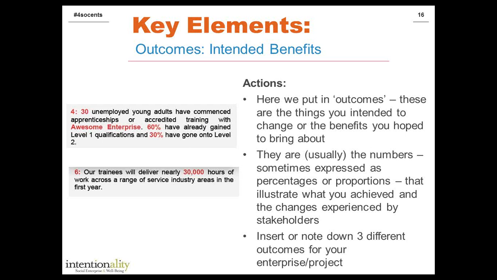So thinking about our fictional awesome enterprise in its field of mentoring and training to tackle unemployment, then they've described in the fourth point an outcome that 30 unemployed young adults have commenced apprenticeships or accredited training, and 60% have already gained level 1 qualifications, and another 30% have gone on to level 2. And that's just a description in numbers, and then in percentages or proportions, of the intended change that has come about.